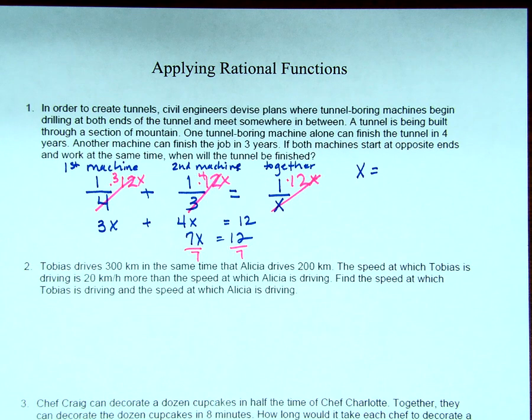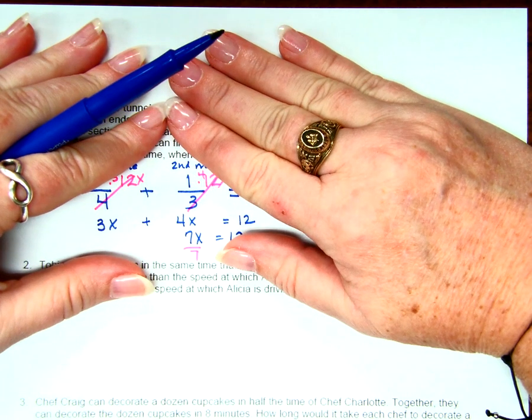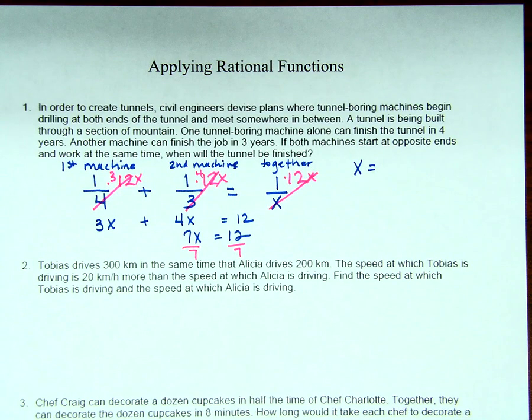So 12 sevenths is a perfectly acceptable answer when we're dealing with a problem that just looks like this, right? But when we add words to it, we have to make sure it's an answer that makes sense. If I ask you how long it's going to take for us to do something, and you say 12 sevenths years, that doesn't make any sense, does it? So what do we need to do this time? Yeah, we need to actually figure out what the decimal is for this so it makes sense.